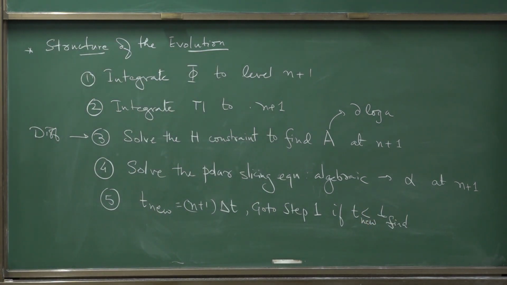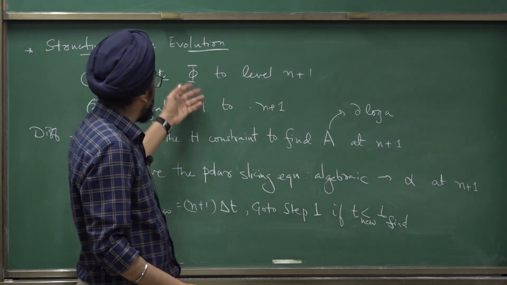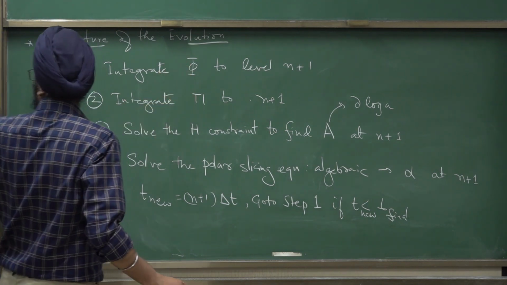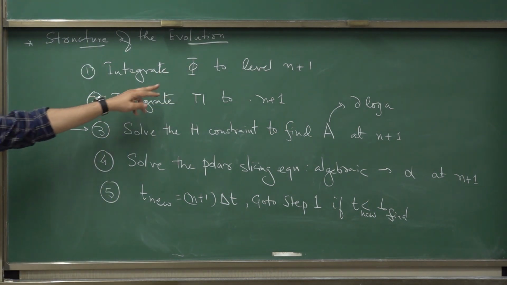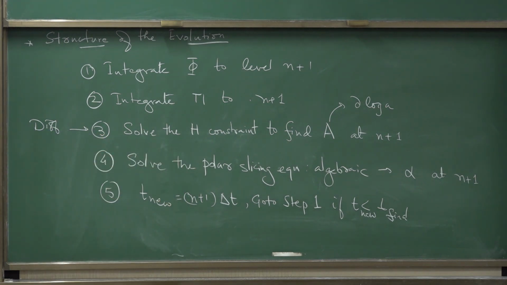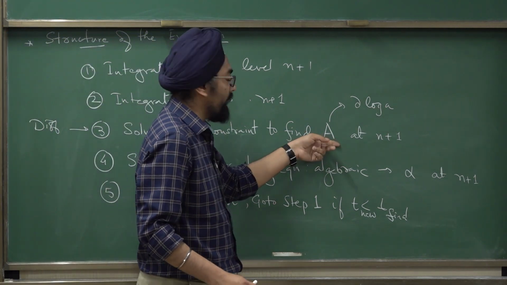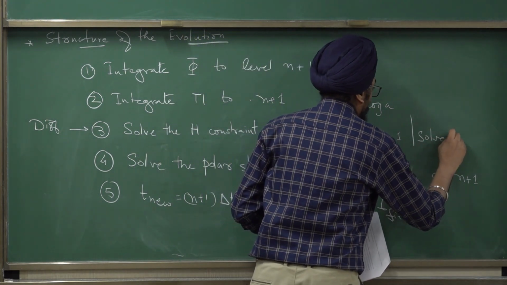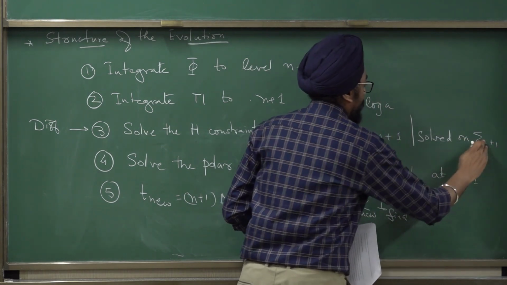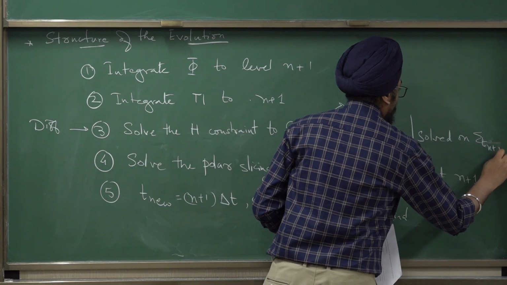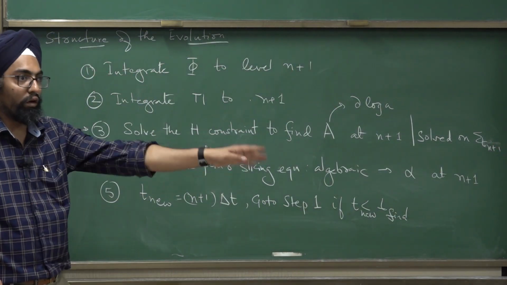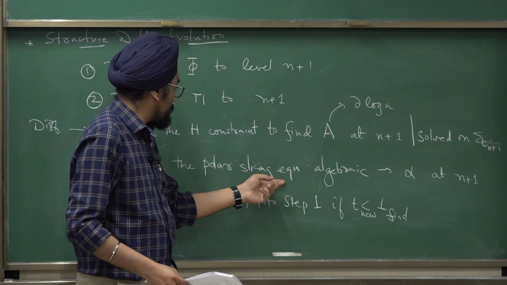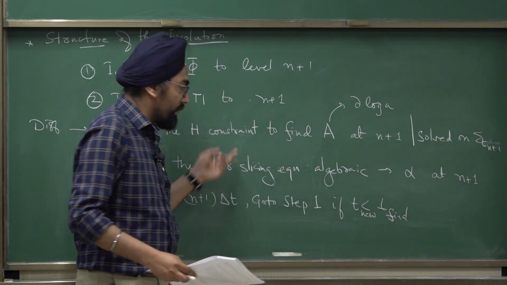So that's the end. These two steps are easy because you are given data at the n surface: given phi at n and pi at n, you generate the n plus 1. Take those n plus 1 values and put them in the Hamiltonian constraint. It's a differential equation, so you get capital A at all the grid points simultaneously, solved on sigma t n plus 1. That will give you A all along the new surface using the new quantities, and then you solve the slicing condition algebraically. That will generate alpha, and then you repeat the process.